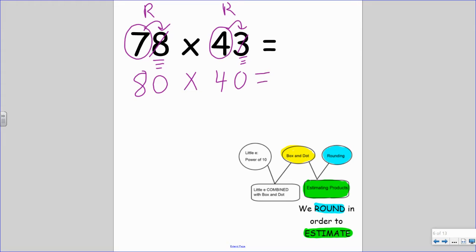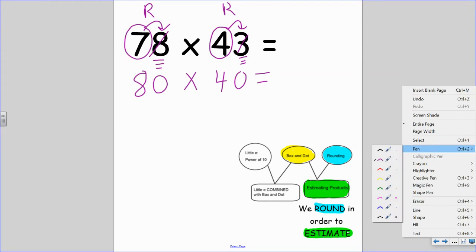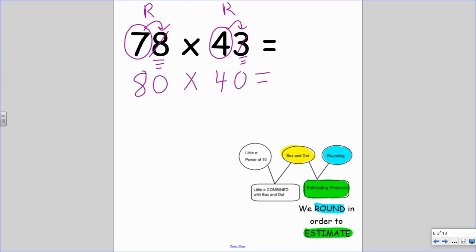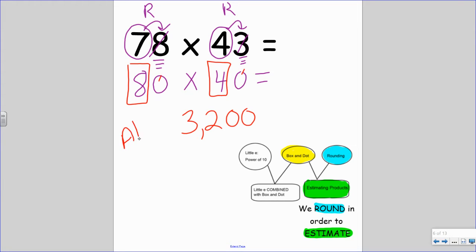And now you can see I have turned this hard, difficult problem that would take a lot of time and a lot of work, and I've rounded off our factors, and now this becomes a simple, quick, shortcut box and dot problem. 8 times 4 I know is 32, and I have two zeros here. And so I know that if I were to take the time to solve 78 times 43, the answer would be about 3,200. But I didn't have to put in any of that hard work. I just did a quick rounding to each factor so that I could do a quick box and dot.